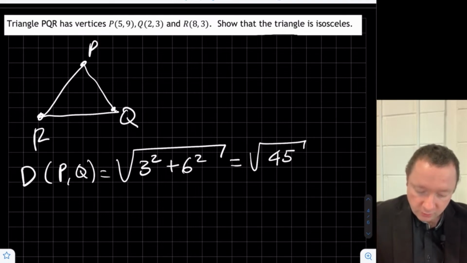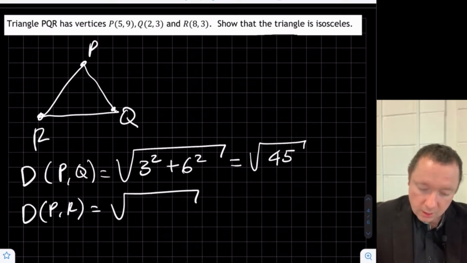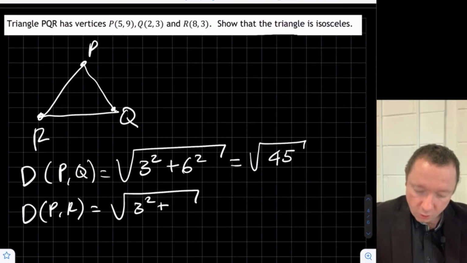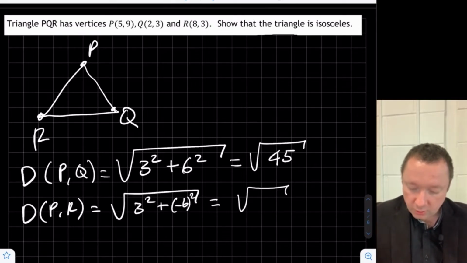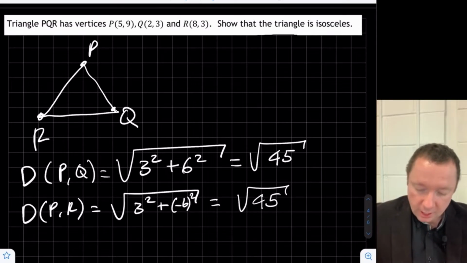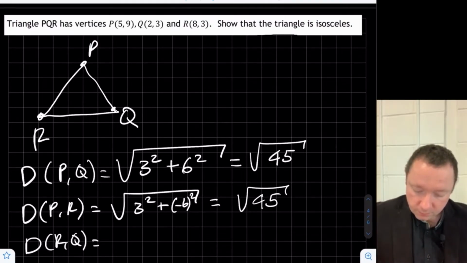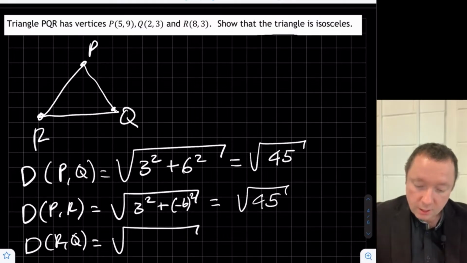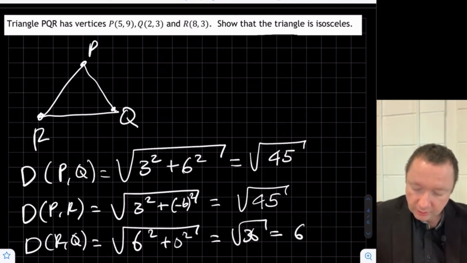Now we could do the distance from P to R. So we've got 8 minus 5 is 3 squared. And we've got 3 minus 9 is minus 6 squared. That is 36 plus 9, the square root of 45. And just a quick check on the last one, the distance from R to Q. 8 minus 2 is 6 squared, but 3 minus 3 is 0 squared. That's the square root of 36, which is 6.